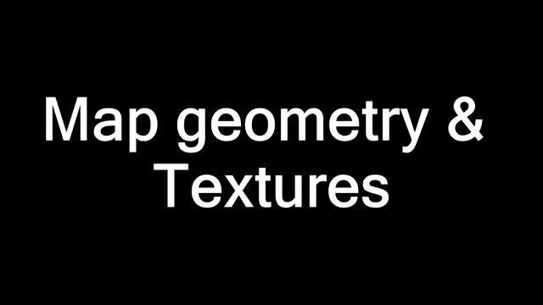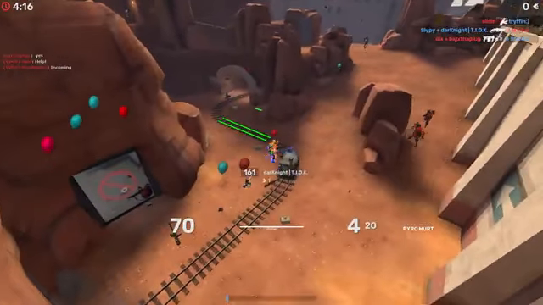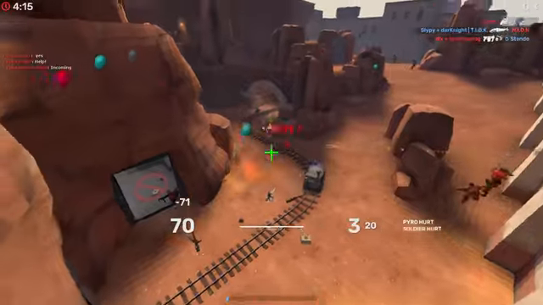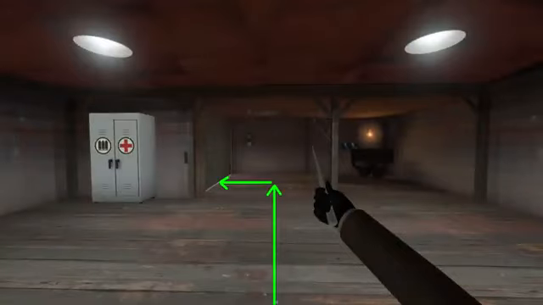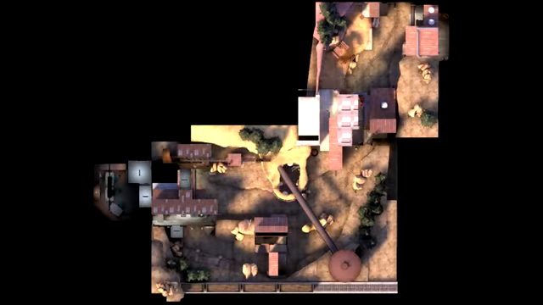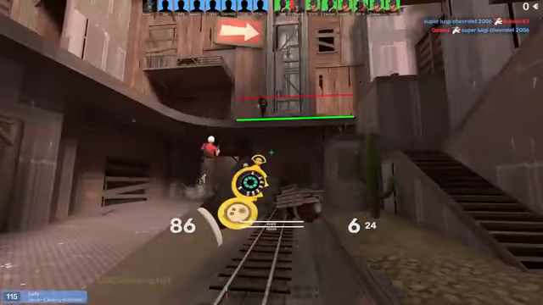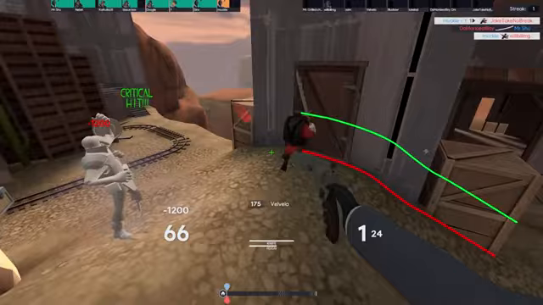Map geometry and textures. When you're trying to predict the trajectory of the enemy's head, you can use map geometry and textures to see where you should place your crosshair. The enemy likes to move in two directions, usually because they don't want to bump into walls or they see an entrance or whatever. So they walk in a grid basically. We can use this to place our crosshair accordingly so we can aim at those trajectories, or when the enemy is walking up a hill or stairs.